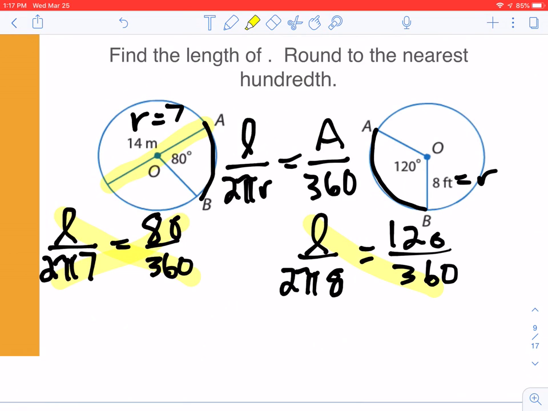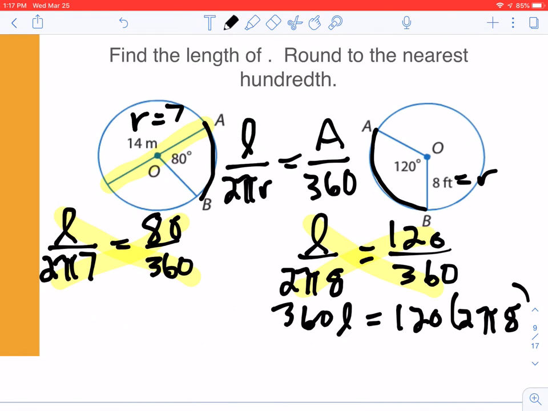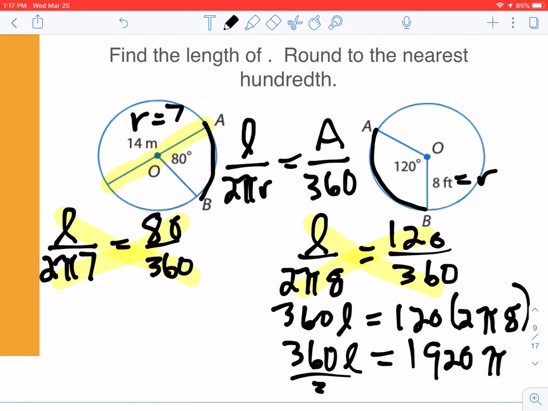Once again, I cross multiply. So I get 360L equals 120 times 2 pi 8. 120 times 2 times 8 is 1,920 pi equals 360L. Divide both sides by 360.